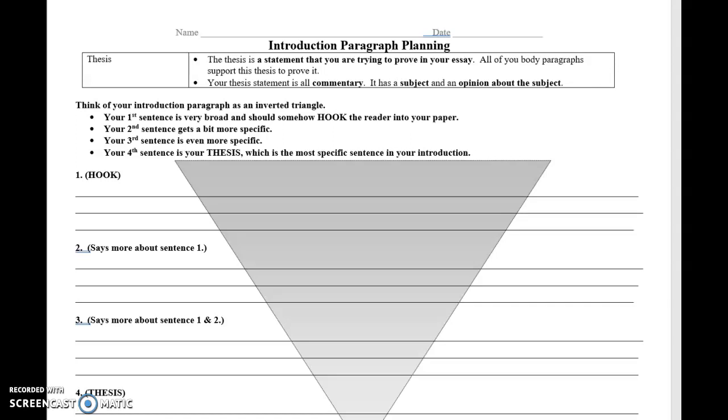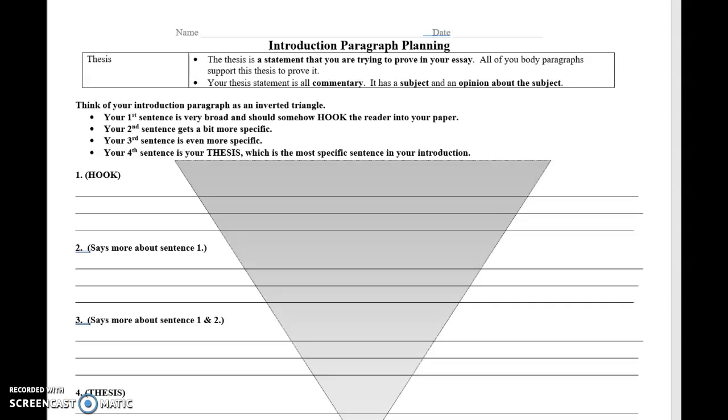It is 4 sentences long. Your intro serves the purpose of hooking your reader into your topic and giving them your position through your thesis statement. Okay? Your position is how you view it, your claim on your particular topic, in this case, since we're writing an argument essay. Your introduction paragraph is 4 sentences, and this is a planning sheet that you can use.